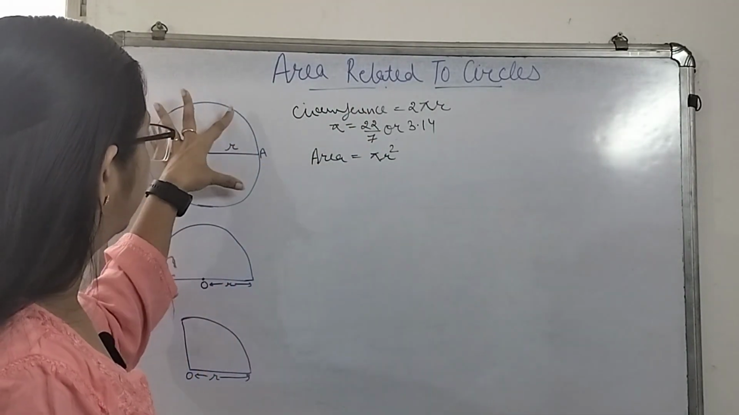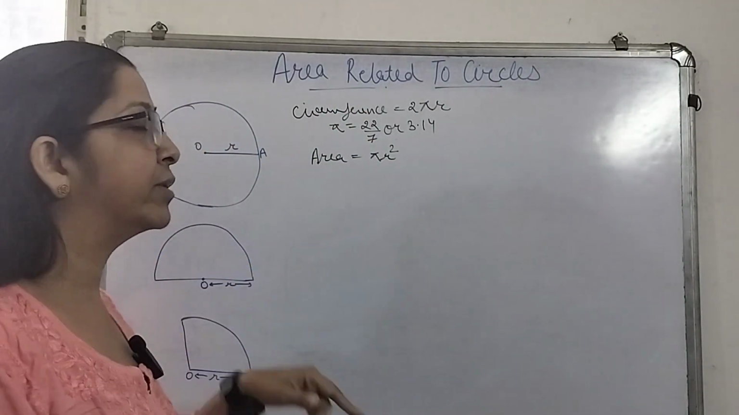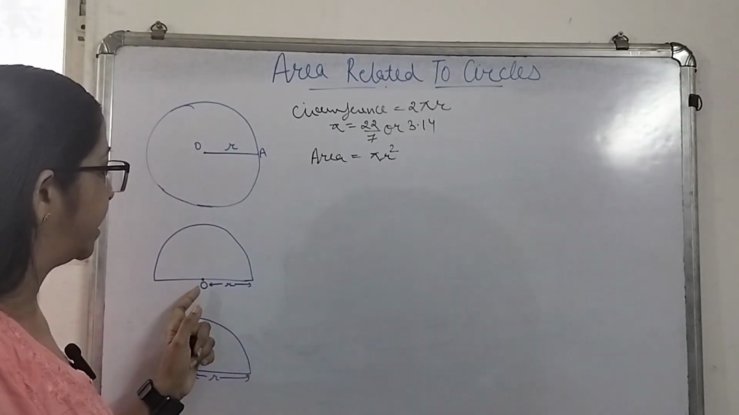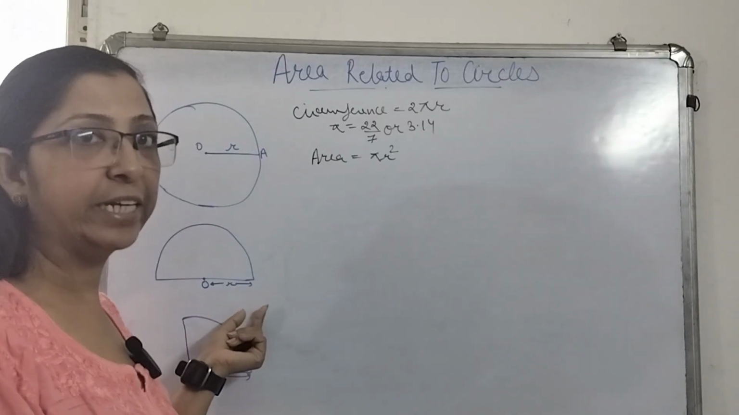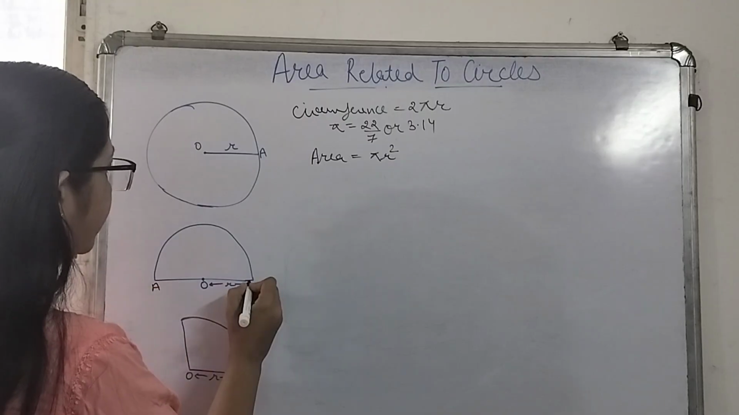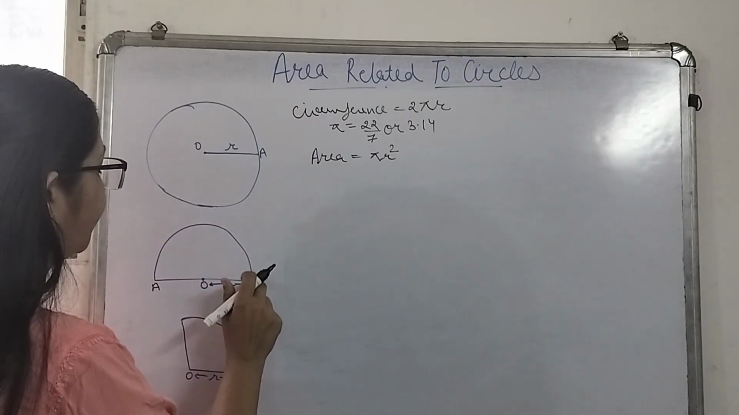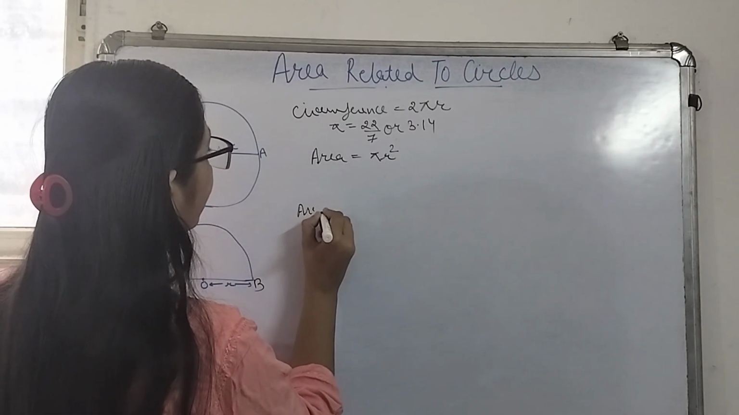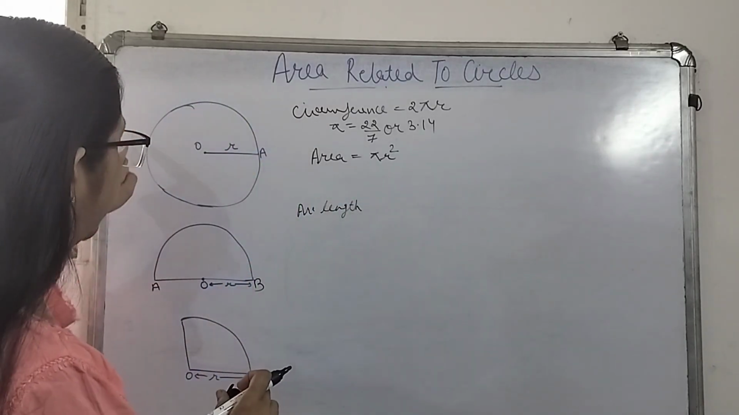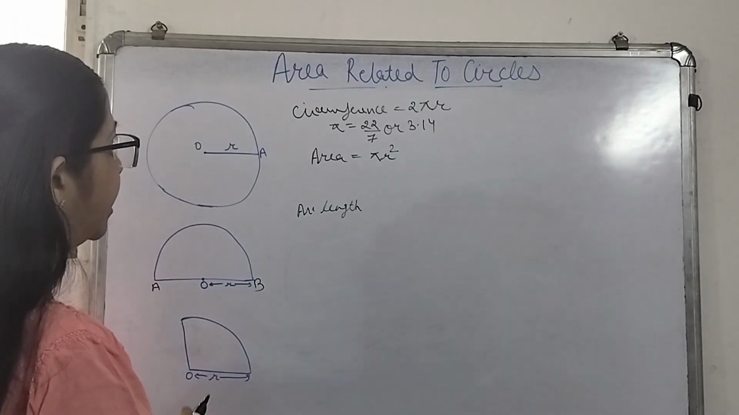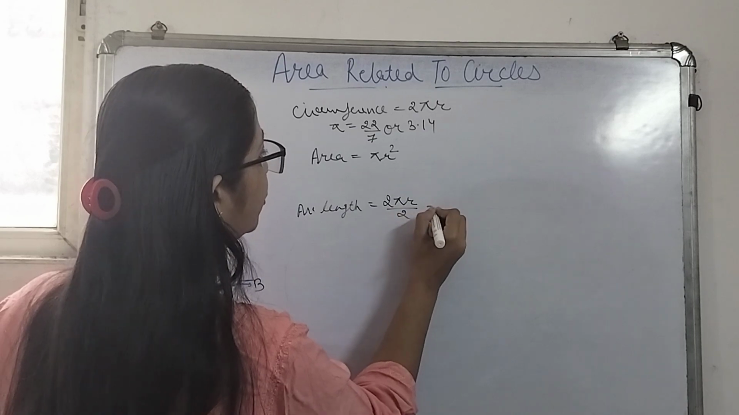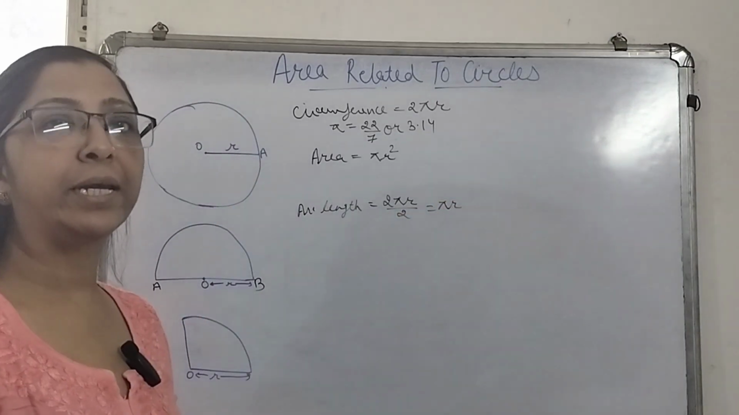Now suppose instead of the full circle we take the half circle, that is the semicircle. Here again O is the center of the circle and R is the radius. So what will be the arc length? Suppose this is A and this is B. From here to here, the arc length will be half of the circumference, because circumference is the full distance covered. So the half distance covered will be half of the circumference, that is 2 pi r divided by 2, or pi r.